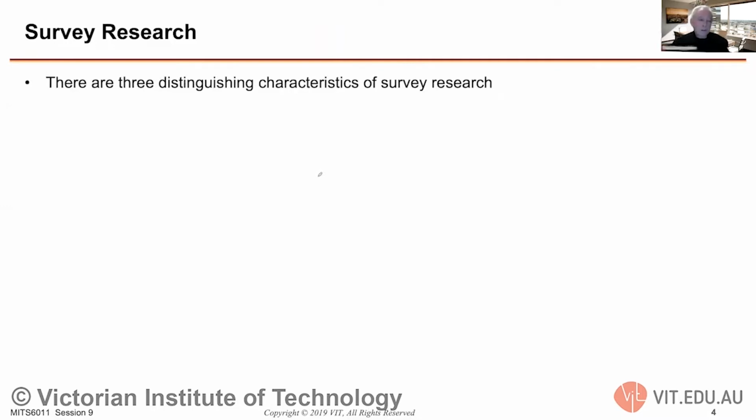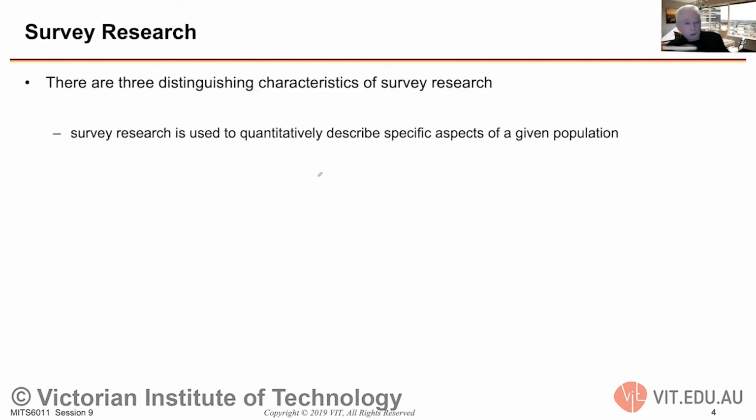There are 3 distinguishing characteristics of survey research in general. First, survey research is used to quantitatively describe specific aspects of a given population. So you might want to find out what percentage of the population has diabetes, what percentage might have a mental disorder, what percentage has certain income ratios, those sorts of things. So you put a survey out, you survey a selection of the population, you get the data, and then you extrapolate the results you get to the entire population.